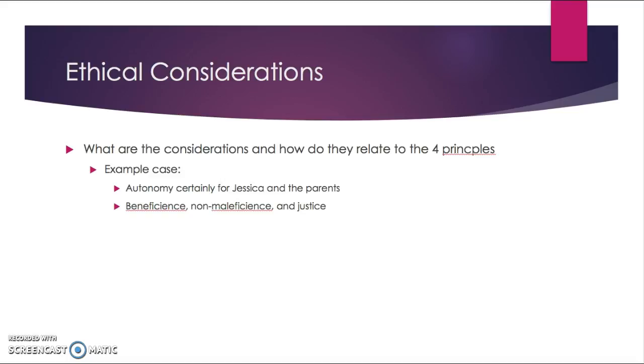So if we talk about it, definitely autonomy is the biggest ethical consideration here, because Jessica has to have some autonomy in her decision, whereas also the parents have to have some autonomy as well in making the decision that's right for the 15-year-old daughter. So there's definitely something there.